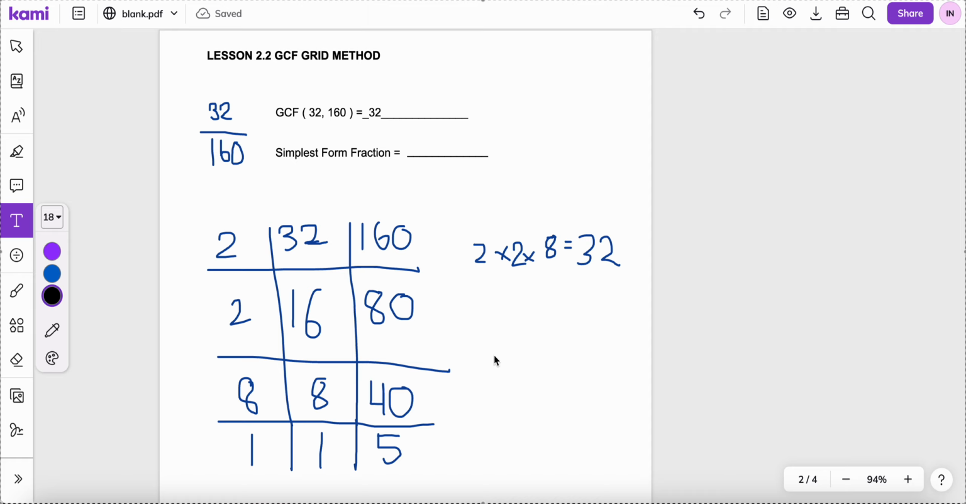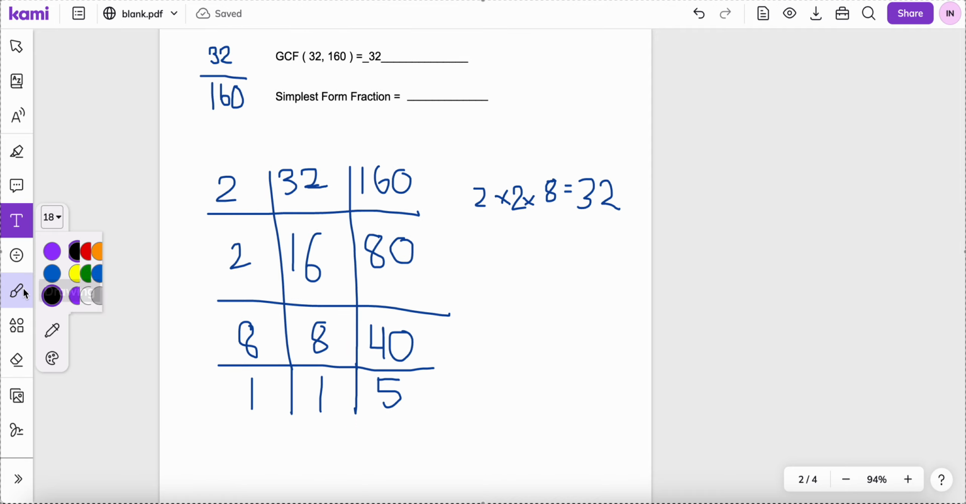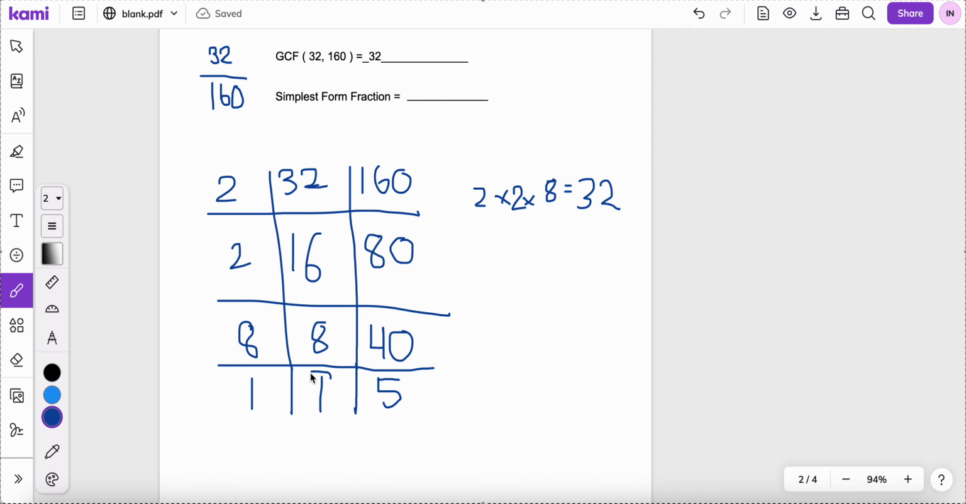Now to figure out the simplest form, we are going to circle these two numbers at the end since those two numbers represent the simplest form. So our answer for that is going to be 1/5. That's our simplest form. So let's move on to the next problem.